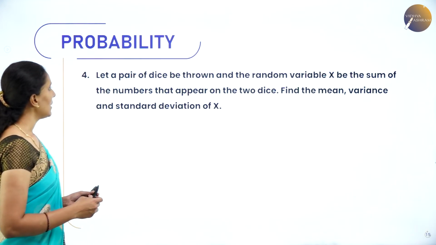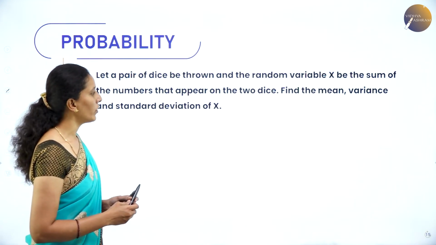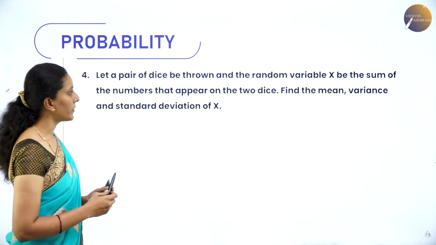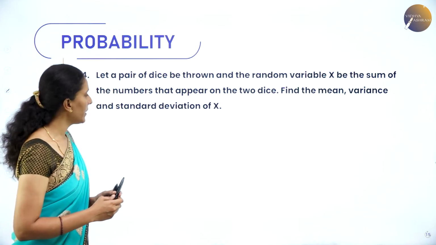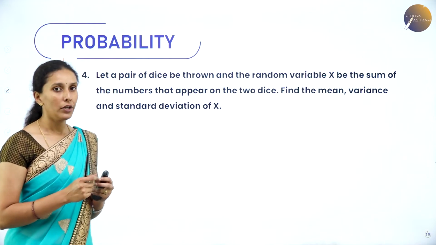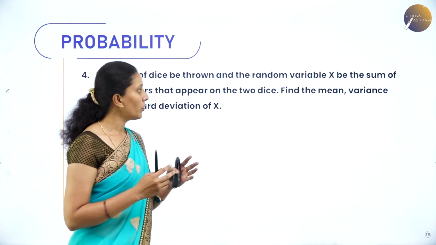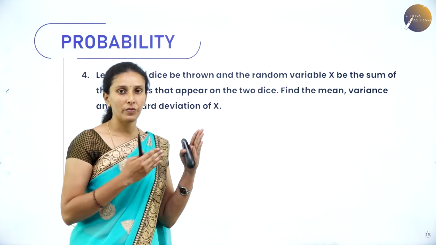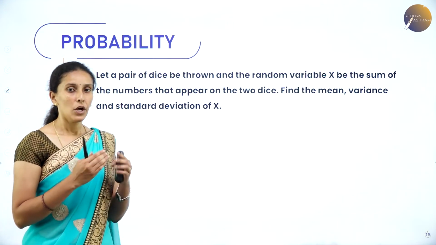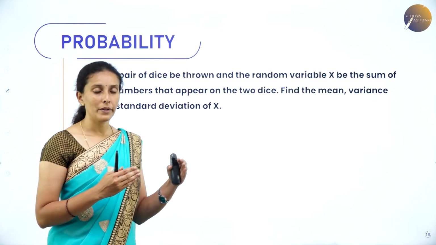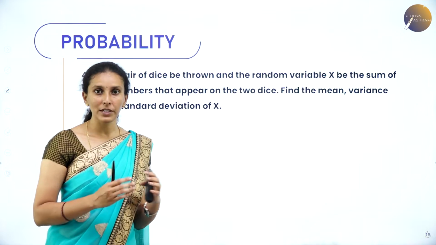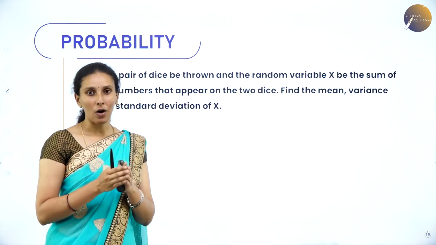Next, let a pair of dice be thrown and the random variable x be the sum of the numbers that appear on the 2 dice. Find the mean, variance and standard deviation of x. So first, we know the sample space of throwing 2 dice at the same time, which we have written in the previous question. So the sample space will be 1, 1, 1, 2, 1, 3 until 1, 6, and so on until 6, 1 to 6, 6. We have a total of 36 outcomes.